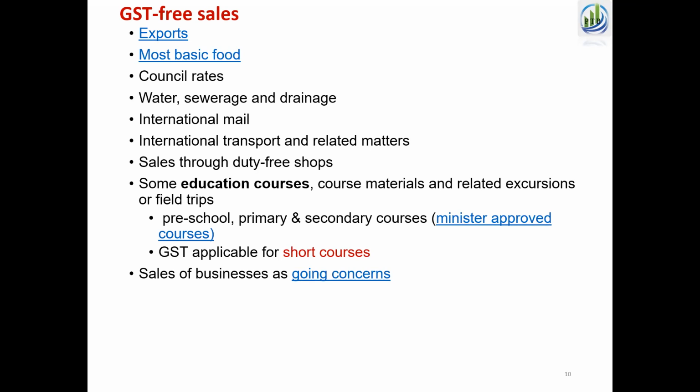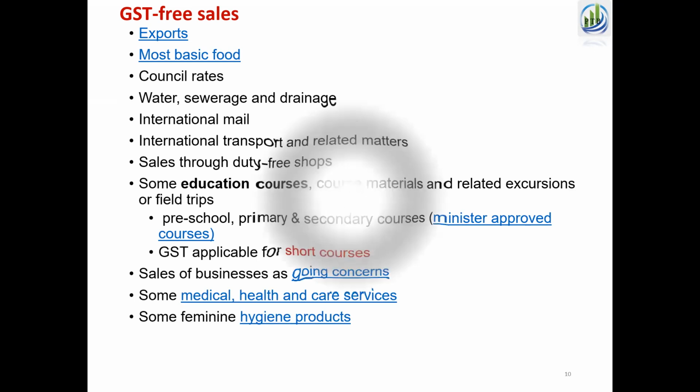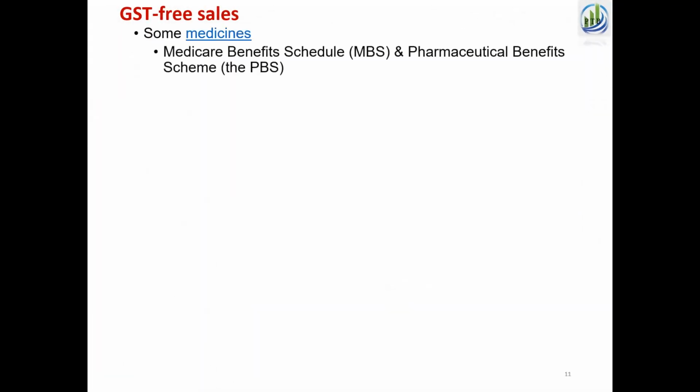So when you are selling the whole business, you need not charge the GST, and the buyer also cannot claim the GST, because there's no GST on the sale. Some medical and health products are GST free, right? For example, GPs, your general practitioners: there's no GST on that, it's just GST free. And some medicines are GST free.